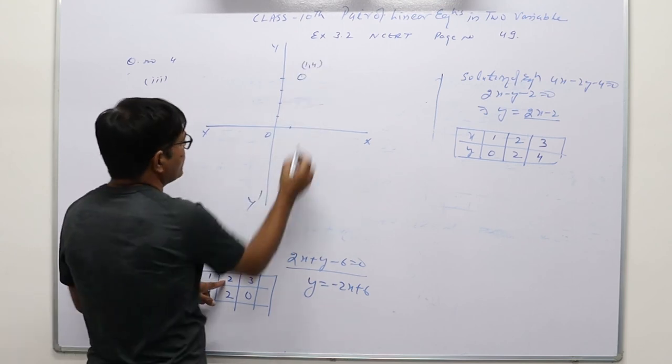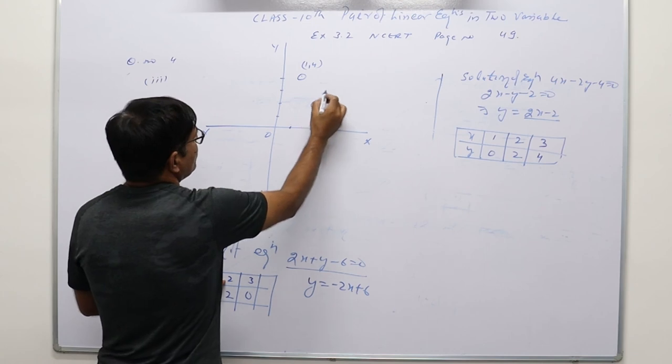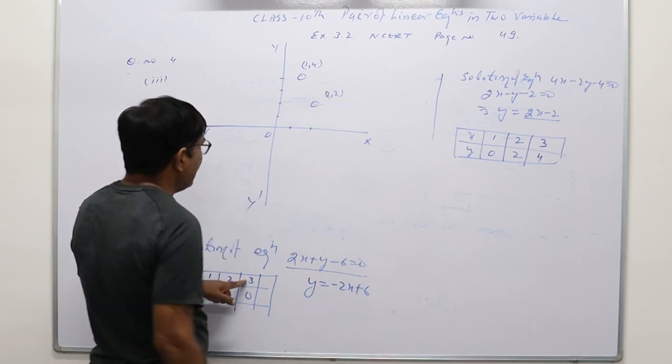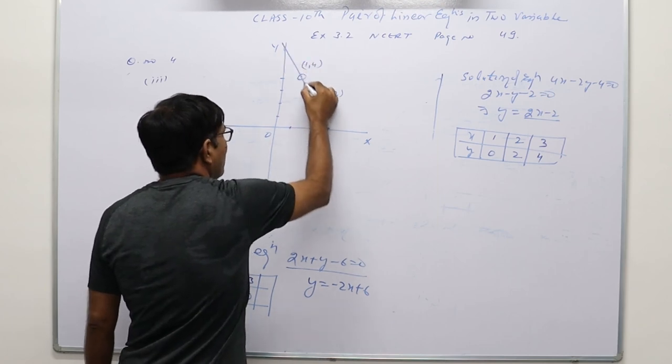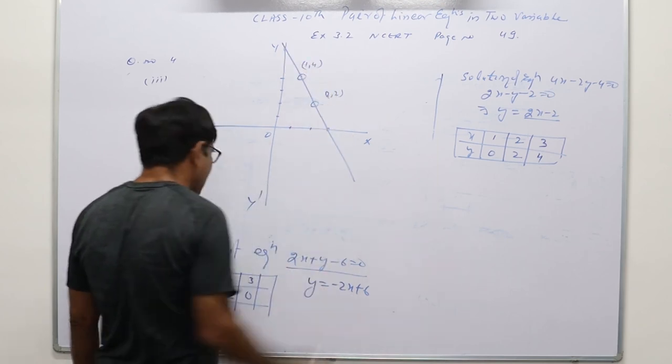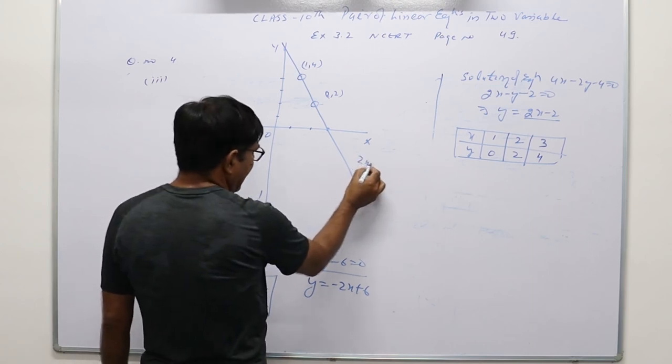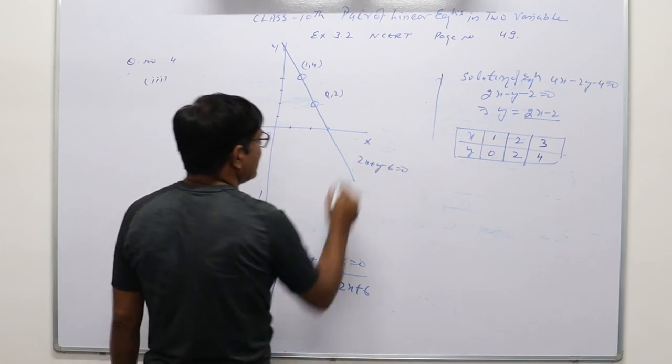Then when x is equal to 2, then y is equal to 2. So this is 2, 2. When x is equal to 3, then y is equal to 0. So this will be the first equation's graph. So we will write 2x plus y minus 6 is equal to 0.